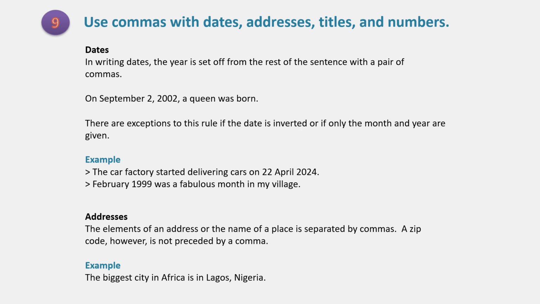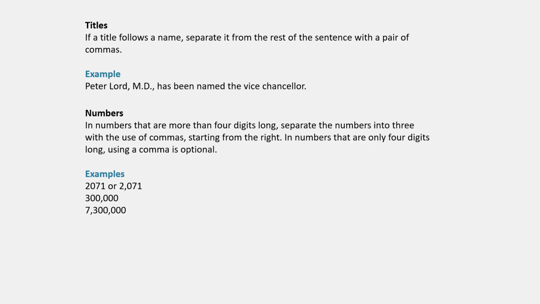Now, let's look at commas with addresses. The elements of an address or the name of a place are separated by commas. A zip code, however, is not preceded by a comma. For example, the biggest city in Africa is in Lagos, Nigeria. And in titles, if a title follows a name, separate it from the rest of the sentence with a pair of commas. For example, Peter Lord, MD, has been named the Vice Chancellor.